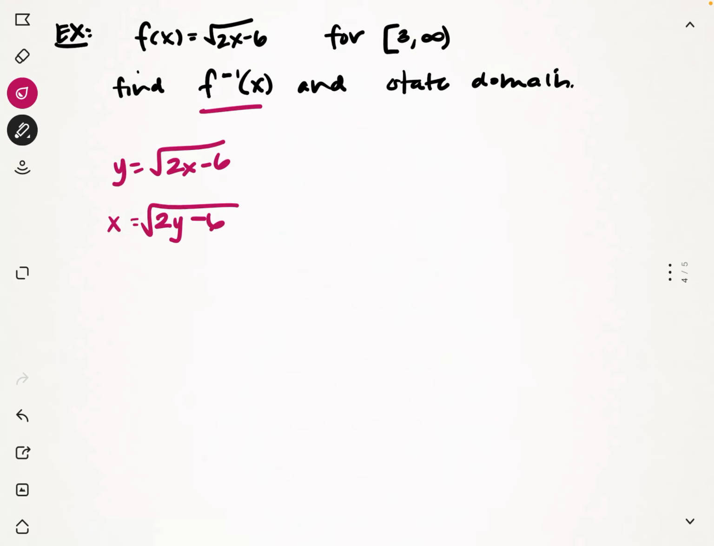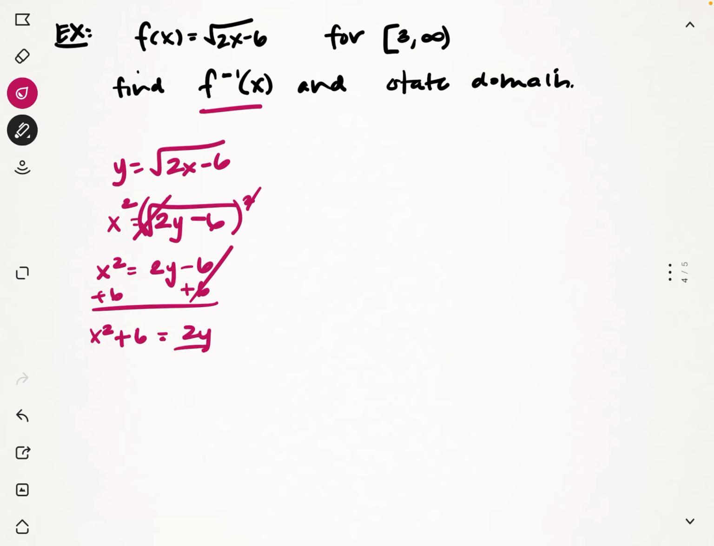To undo our square root, we're going to square both sides. So x squared equals 2y minus 6, since the square and the square root are undone. I'm going to go ahead and solve this algebraically. x squared plus 6 equals 2y. Then we divide by 2. So (x squared plus 6) over 2 equals y. That would be our inverse, right? So we did the first part, find f inverse.